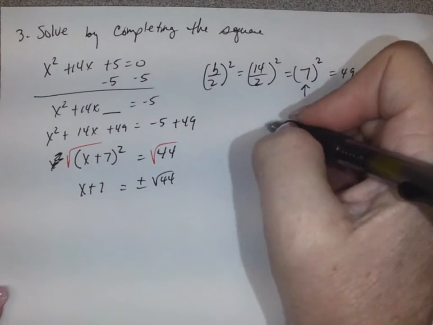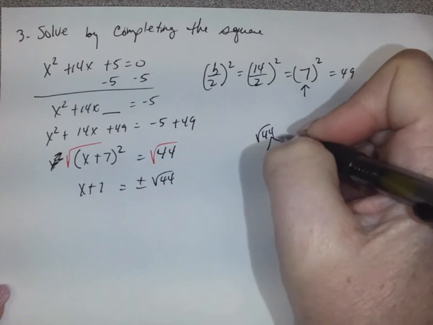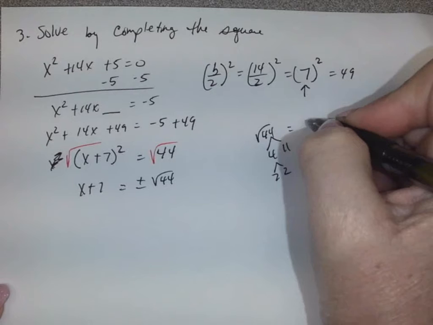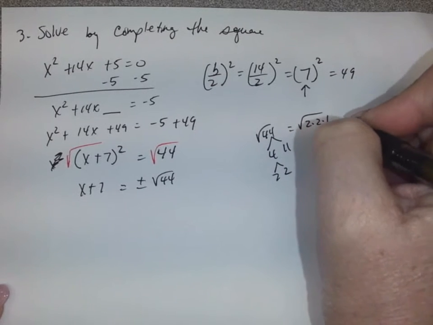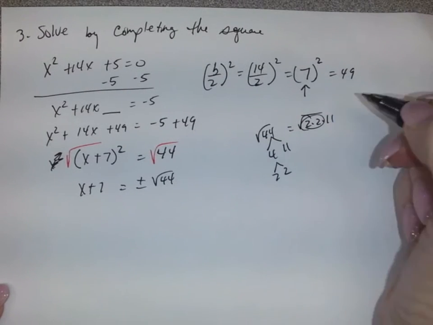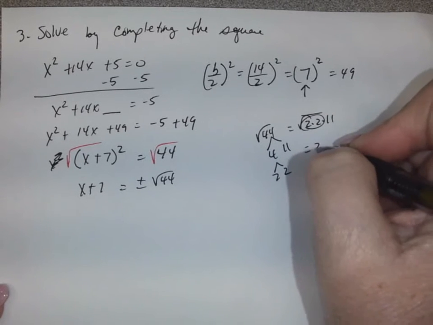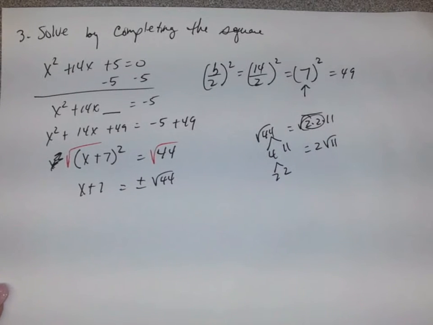So over here, I'm going to look at my square root of 44. Breaking it down, I get 4 times 11. 2 times 2 is 4. Square root of 2 times 2 times 11. Looking for a group of 2 since it's a square root, those 2's will come out. We end up with 2 square root of 11.